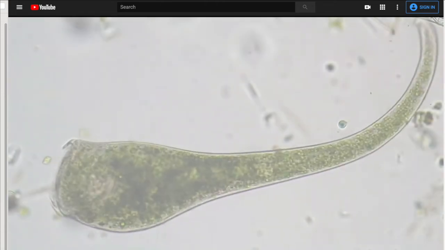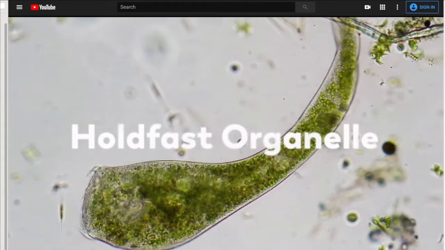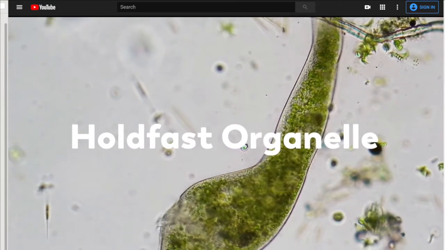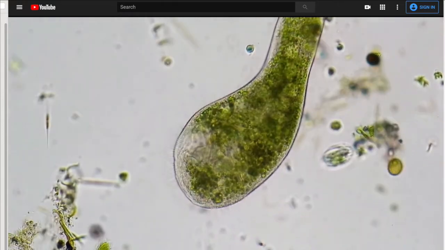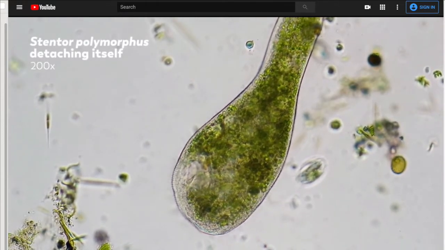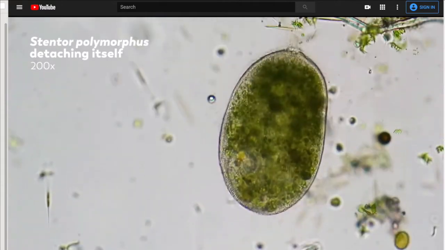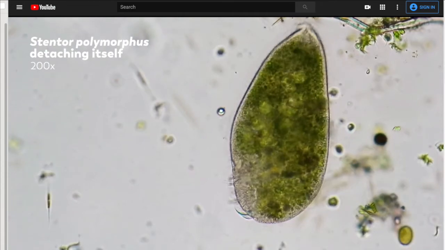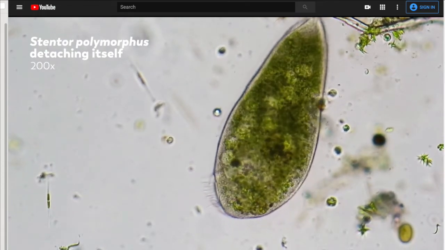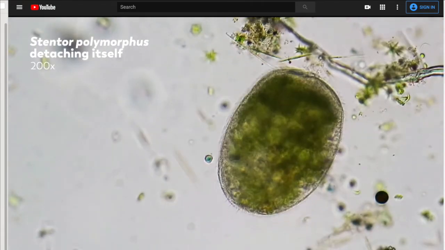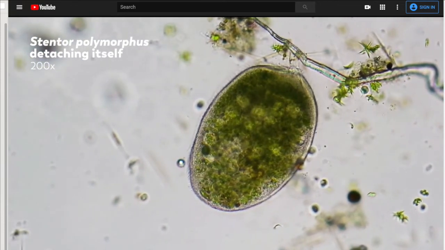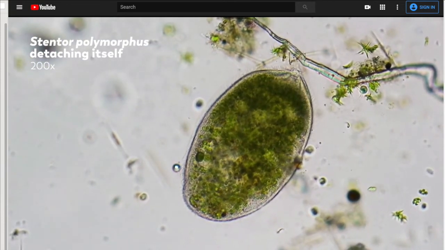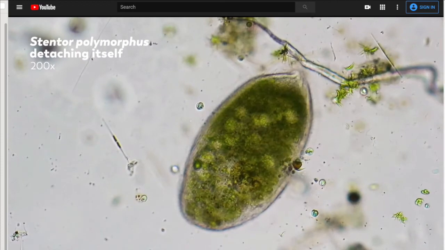One thing every stentor has in common is the holdfast organelle, which lets them anchor to a single location. Now, they can swim, but in an undisturbed culture, only a few stentors will be swimming freely. Stentors are actually more dense than water, which means that they sink, so that holdfast organelle lets them save energy once they find a location that has plenty of food and oxygen.